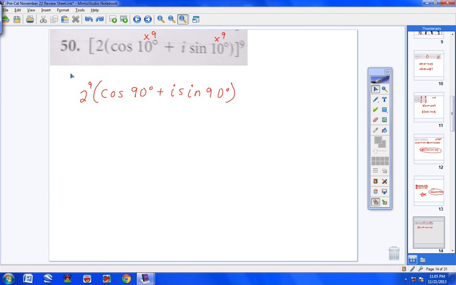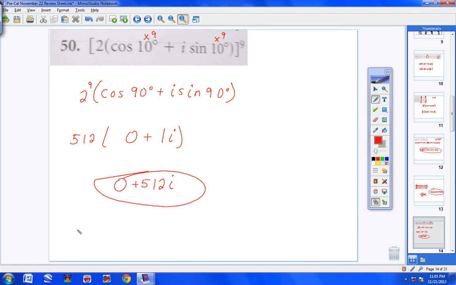Now the cosine of 90 is 0, and also 2 to the 9th power is going to be 512. So we have 512, and then cosine of 90 is 0, plus, and then the sine of 90 is going to be 1, so 1i. Now multiply your 512 through. 512 times 0 is 0. 512 times 1 is 512i. Okay? Very good. Not too bad. And now you have written that in standard form.